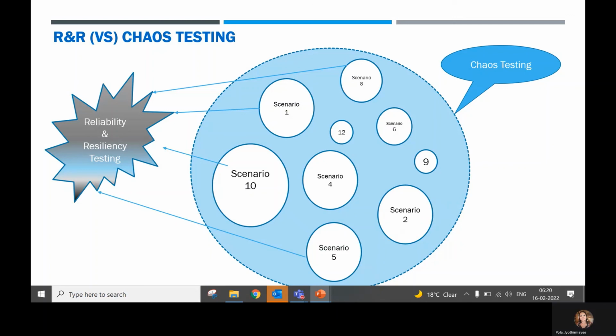So reliability testing and resiliency testing is different from chaos testing. Kindly understand that. Both can be done, both should be done, yes. But are they the same? No.